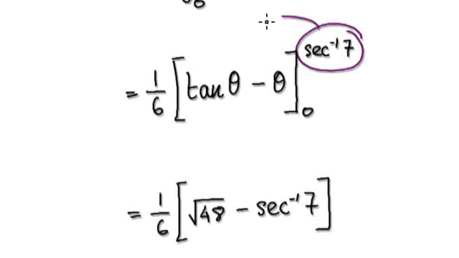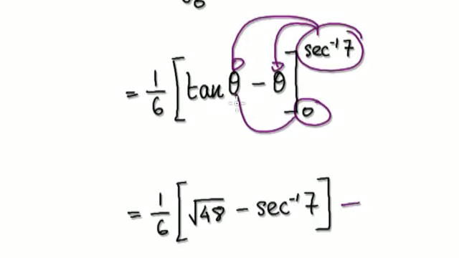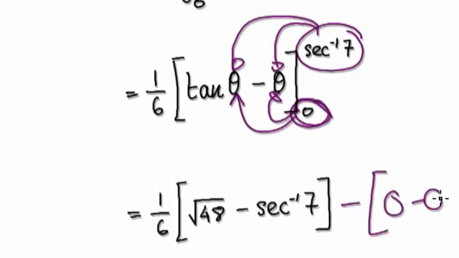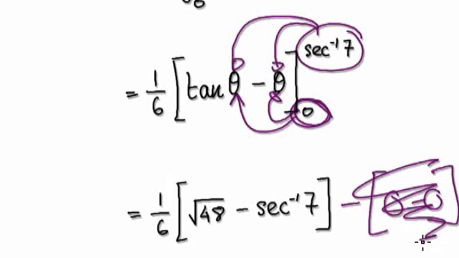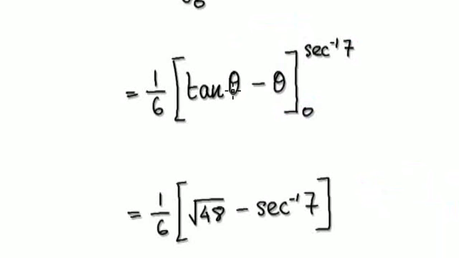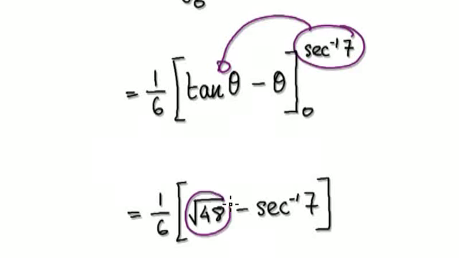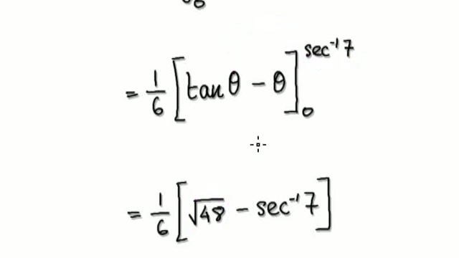We can then put this into here, and then later on take away, put this into here, which happens to be 0. So we're going to minus 0 here, so we can pretty much forget about this. So now, when you put this into here, it becomes root 48 because of this.